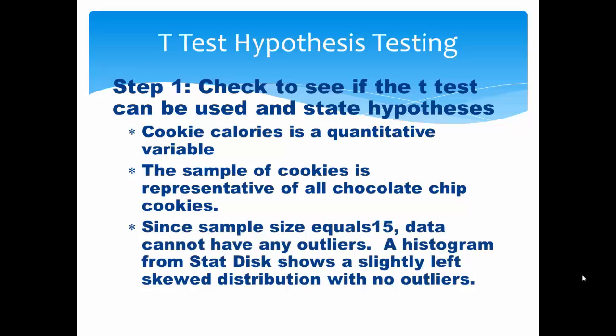Now, since my sample size is equal to 15, I can only use the t-test if I have no outliers. So remember I discussed earlier, we would either look at a histogram or a stem plot to verify that. Well, I did do a histogram from StatDisk, and I'll show you that in just a few minutes. And it does show that the data is slightly left skewed, but there are no outliers. Therefore, based on that, I can use the t-test.